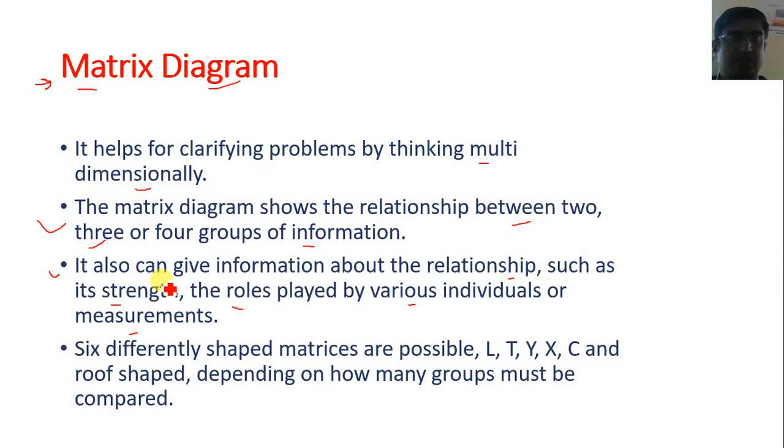It can give important information such as the strength and the roles played by various individuals or measurements. Six differently shaped matrices are possible: L, T, Y, X, C, and the roof shape. These six shapes are available in the case of a matrix diagram, depending on how many groups must be compared.